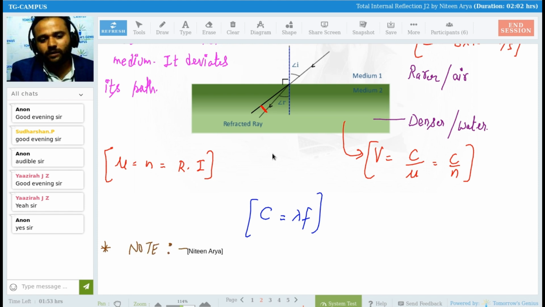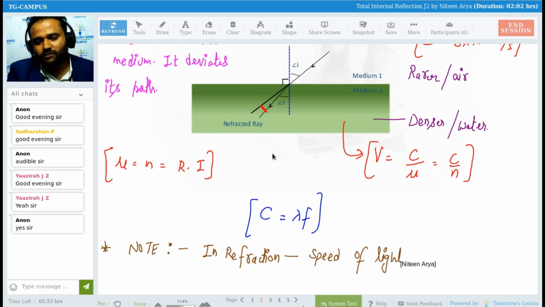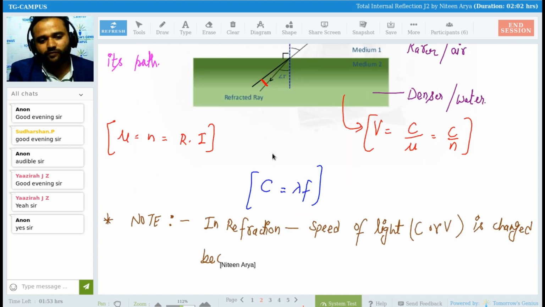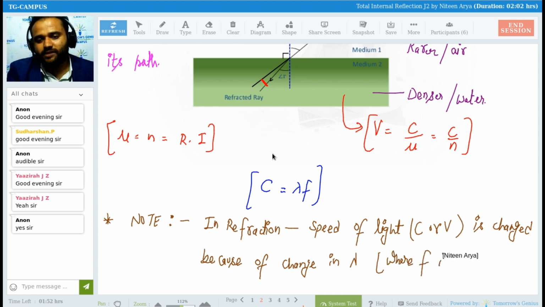In refraction, the speed of light, which is c or v, is going to change because of the change in wavelength, which is lambda, where frequency is constant.